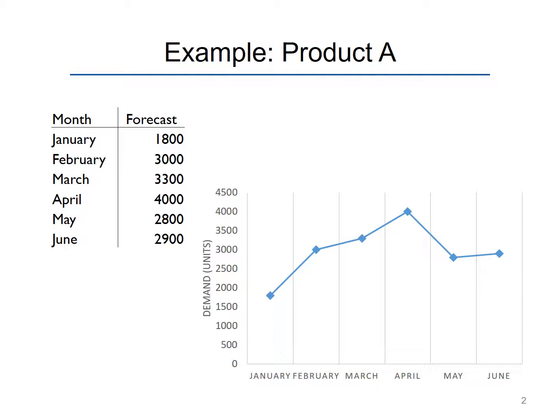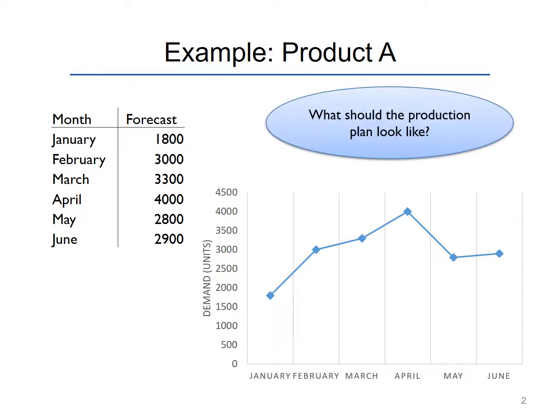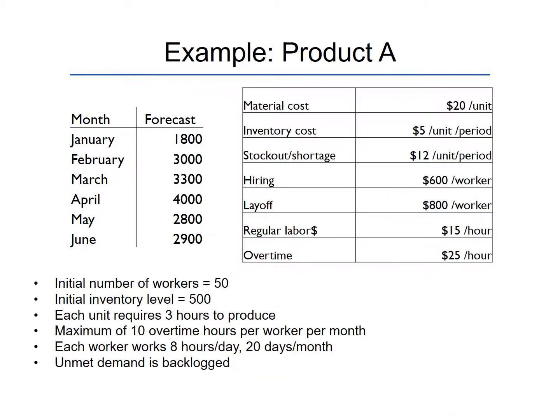Jumping back to our original example, we had product A. We already had the forecasted demand from January to June. And we really wanted to know what should the production plan look like to minimize cost or maximize profits. Should it be a level production plan, that is, produce the same units every single month, or should it be a chase strategy where we're really cranking up the production and bringing it down as necessary? What should it look like if we want to minimize costs?